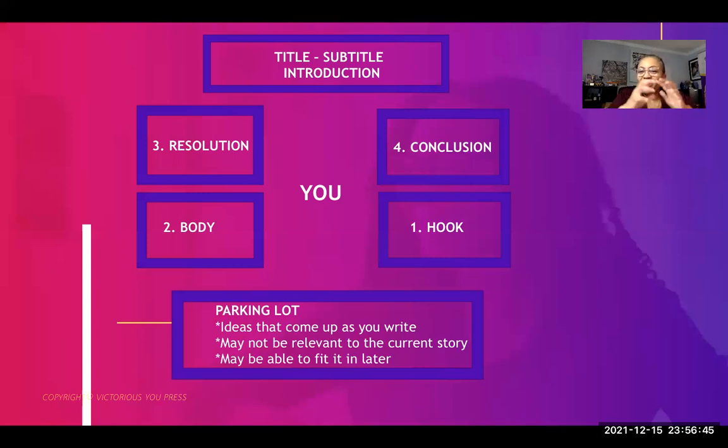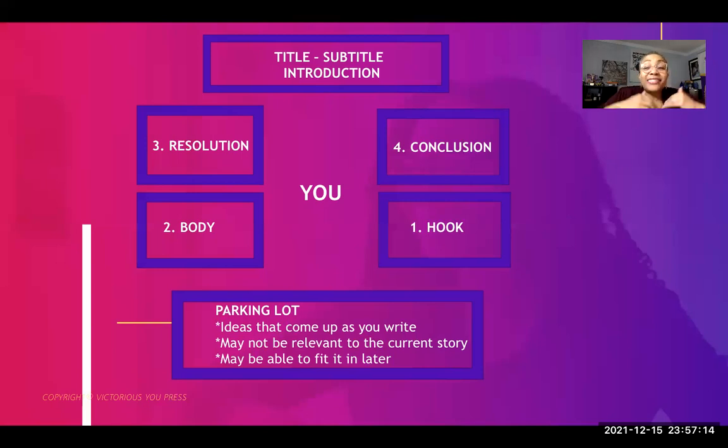Is it a difference maker or breaker to the story for me to add those memories that I had as I was writing that are now living in the parking lot? And if they are relevant to the current story, then find where it fits. It may fit in the body, it may fit in the resolution. So find the right place that your parking lot items fit and you can put it in.